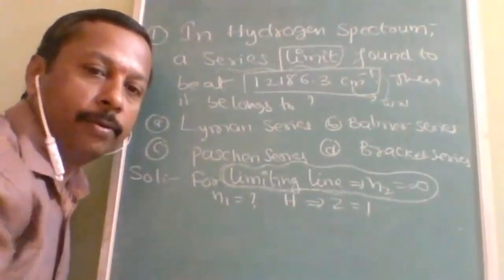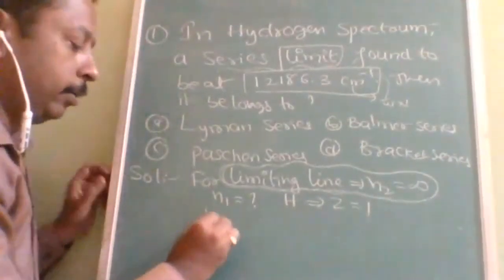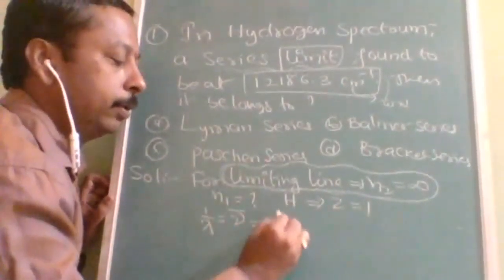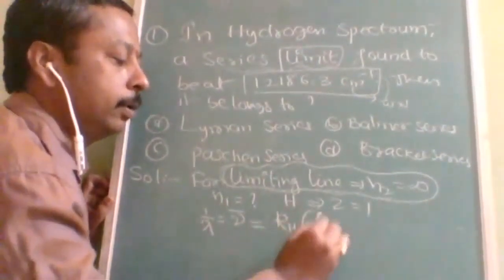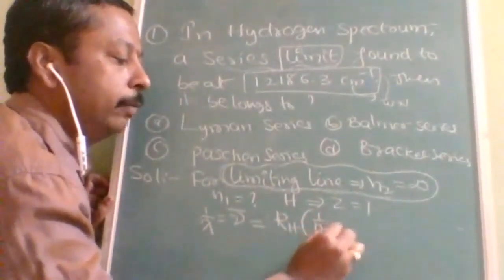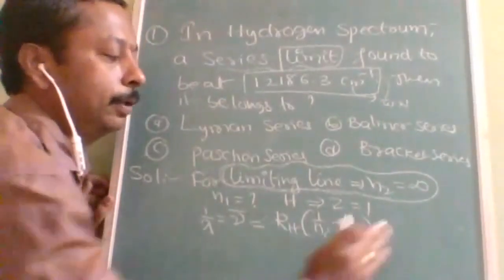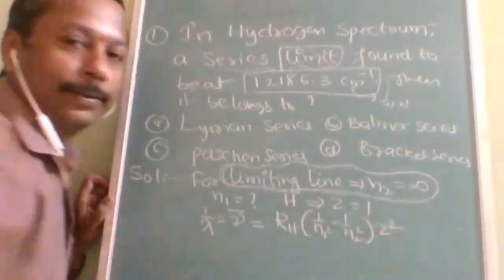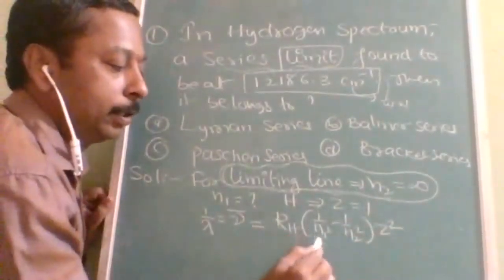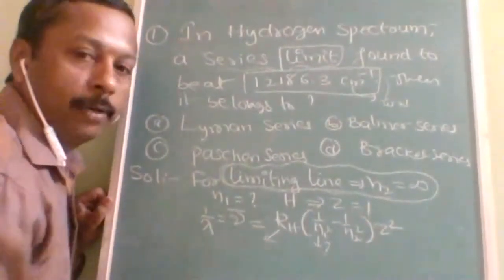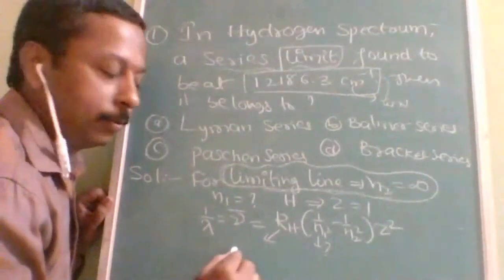Now you can try it. I will tell you 1 upon lambda, that is mu bar, is already given. Mu bar is equal to RH into (1 upon n1 square minus 1 upon n2 square) into Z square, with n2 equal to infinity. Here, N1 you will find out. The RH value I told you with the trick also.